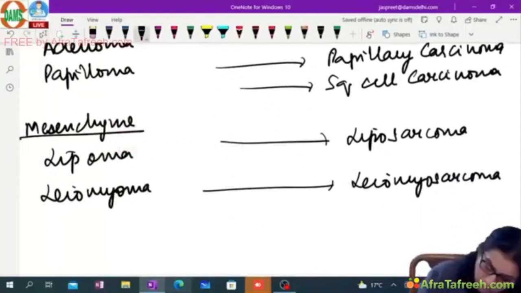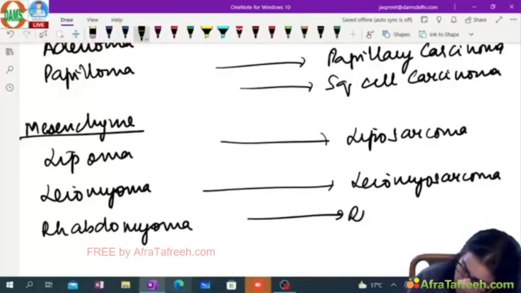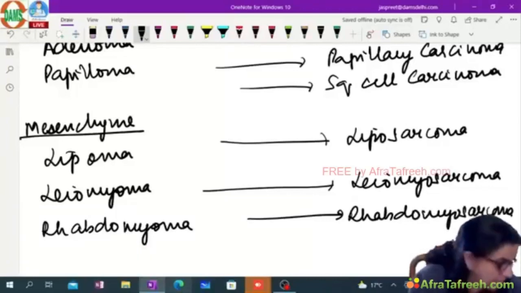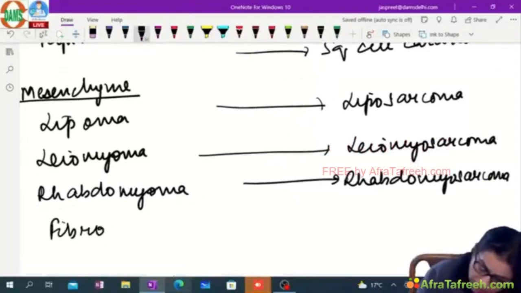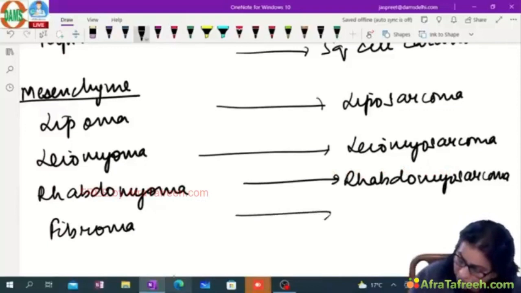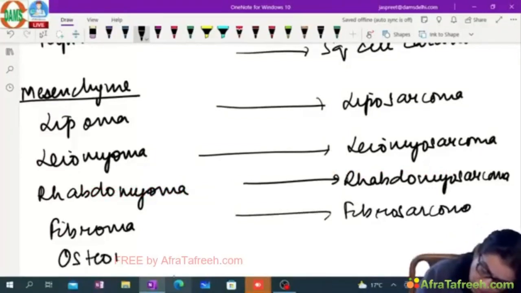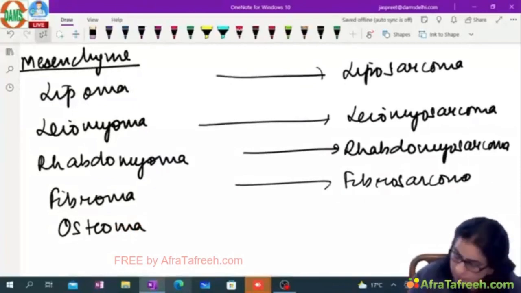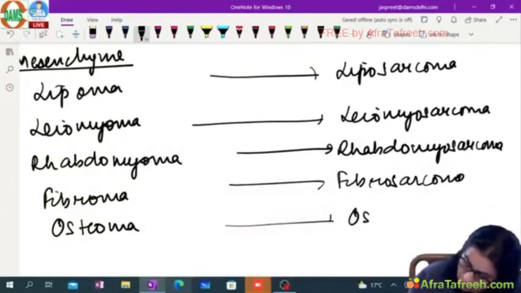Then skeletal muscle. A benign tumor of skeletal muscle is a rhabdomyoma. A malignant tumor of skeletal muscle is a rhabdomyosarcoma. Then a benign tumor of fibrous tissue is a fibroma. A malignant tumor of fibrous tissue is a fibrosarcoma. A benign tumor arising from bone is an osteoma. A malignant tumor arising from bone is an osteosarcoma.